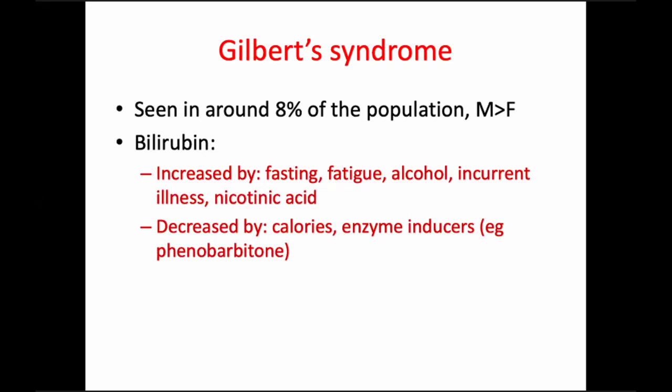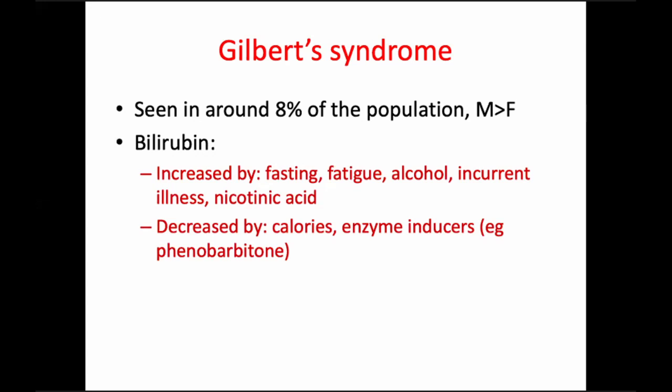They might be picked up accidentally because of a routine blood test, or they might be picked up during the yellowness also. So when you see a patient with unconjugated hyperbilirubinemia with a normal liver profile, you should think about Gilbert syndrome also, because it's a very common thing and it's a very benign thing.